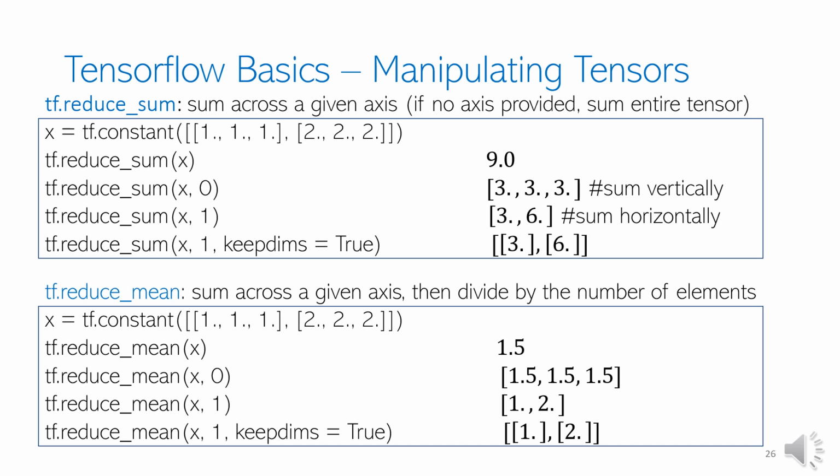We can also keep the dimensions. For example, because the rank of the original tensor was 2, here the rank of the returned reduced sum is also 2. You can have the same thing with tf.reduce_mean as well.